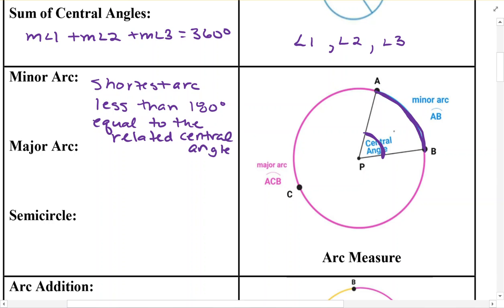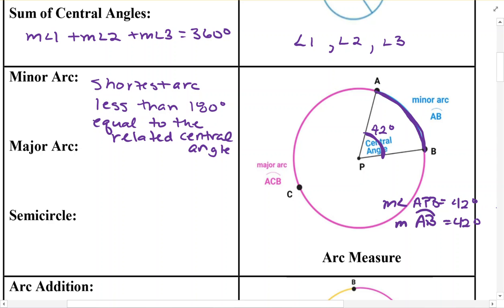So in this picture, let's say that this central angle is 42 degrees. So the measure of angle APB, which is the central angle, is, excuse me, 42 degrees. The measure of the arc AB would also be 42 degrees.